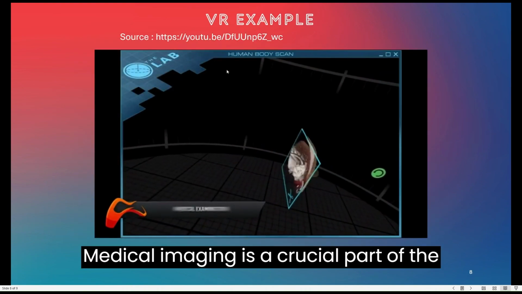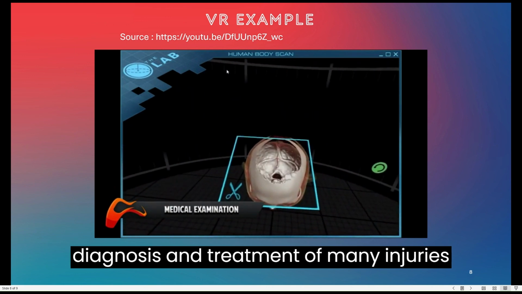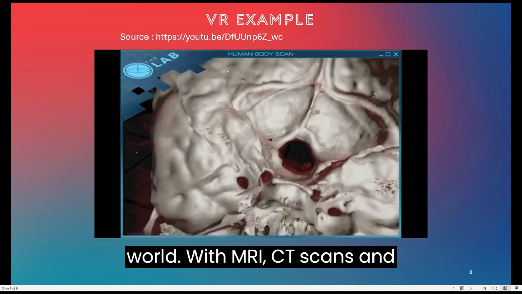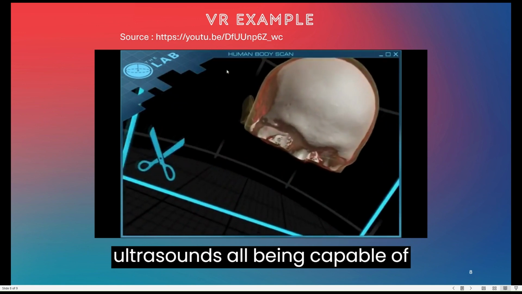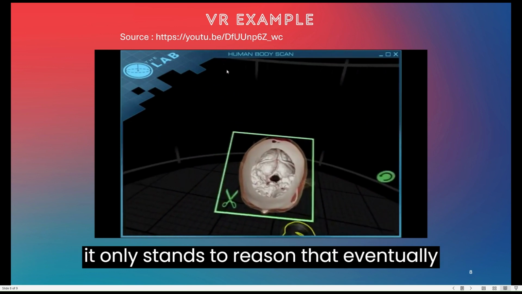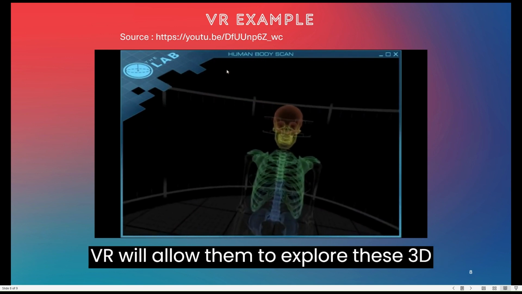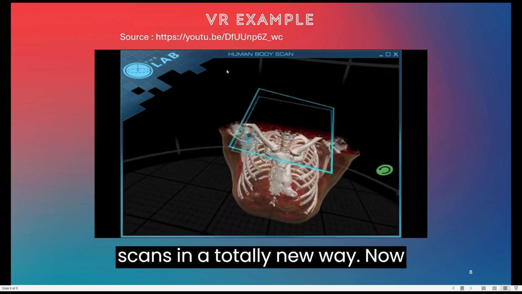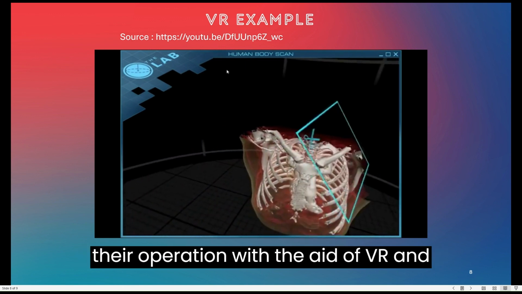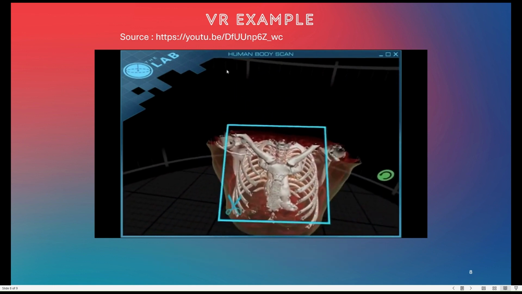Medical imaging is a crucial part of the diagnosis and treatment of many injuries and conditions known to the medical world. With MRIs, CT scans and ultrasounds all being capable of providing doctors 3D images of patients, it only stands to reason that eventually VR will allow them to explore these 3D scans in a totally new way. Now, imagine surgeons being able to perform their operations with the aid of VR and live monitoring of patients.